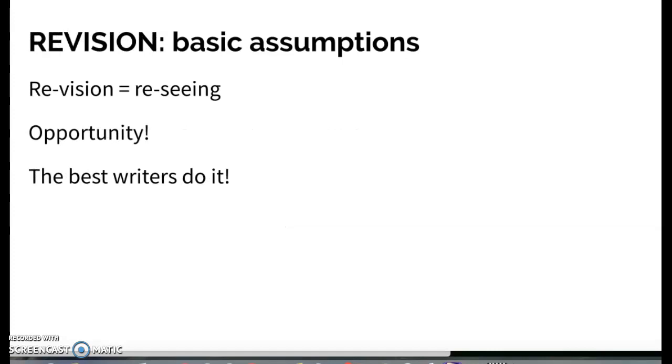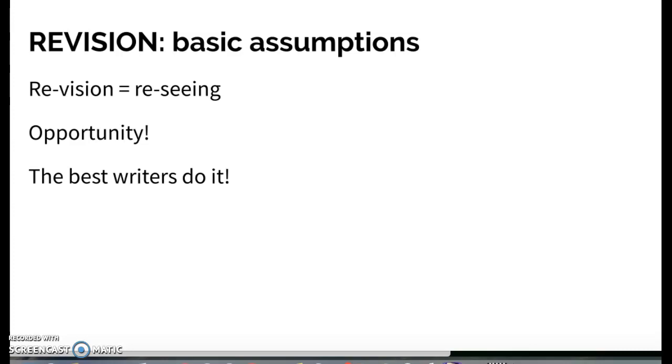So some basic assumptions here. First of all, revision means re-seeing. It really means looking at your paper in a whole new way, not simply fixing commas and apostrophes and a few spelling errors, but really seeing your paper again. It's also a great opportunity. In many cases, it's an opportunity for an improved grade. It's an opportunity to show off your best writing skills. It's an opportunity to deliver your message in an even better way.